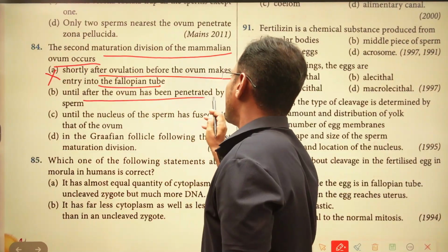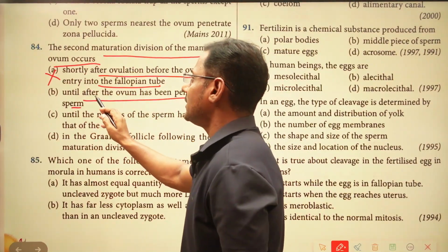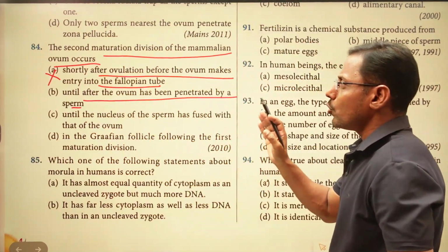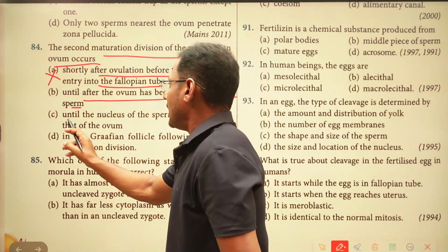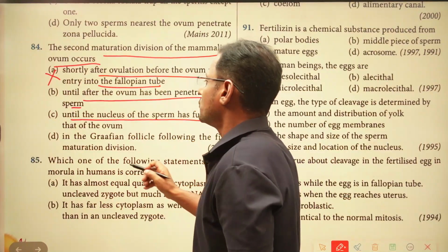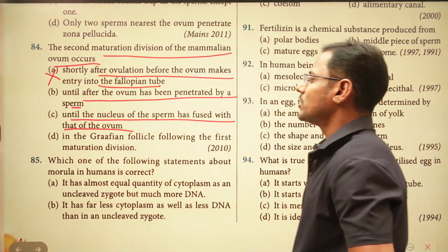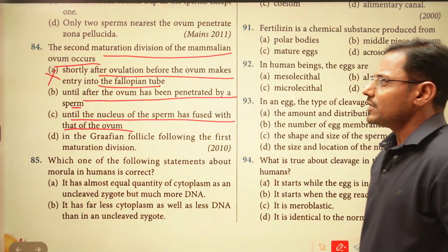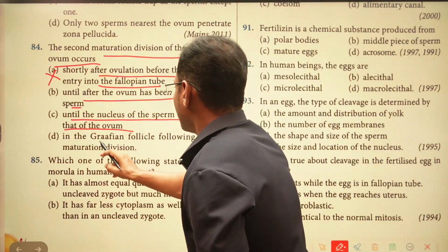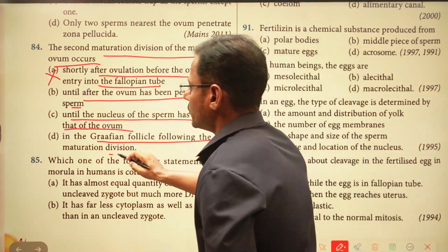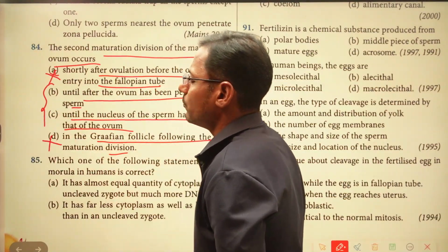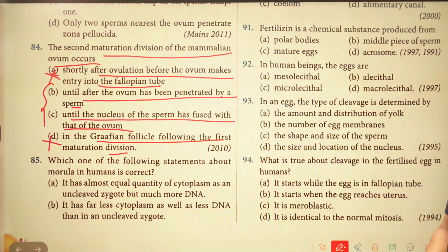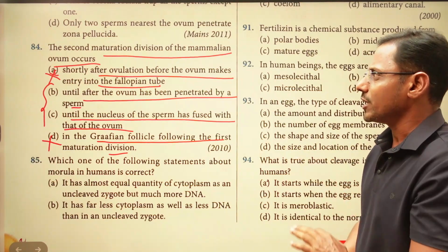Until after the ovum has been penetrated by a sperm, right? Until the nucleus of the sperm has fused with that of the ovum. In the Graafian follicle following the first maturation division. No, this is the wrong answer and this is the wrong answer. So we have to check these both statements together. Once again we'll go through those two statements.